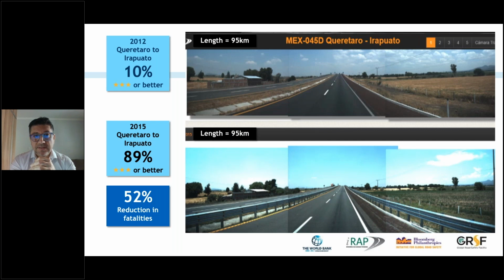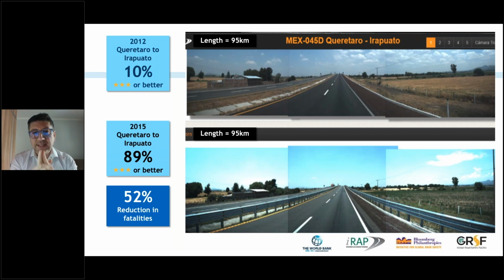So here you can see a very practical example of what I was talking about before. This is in Mexico, a road called Querétaro-Irapuato, with a length of 95 kilometers. As you can see in the picture above, in 2012, only 10% of this road was 3 stars or better. Then you see exactly the same location in the picture below. In 2015, 3 years later, 89% of the road was 3 stars or better. You can also see the condition of the road is very different, with an improvement on the shoulders and also a road safety barrier on the sides.